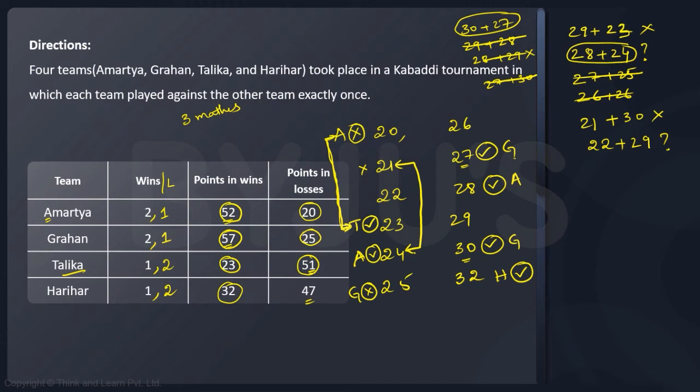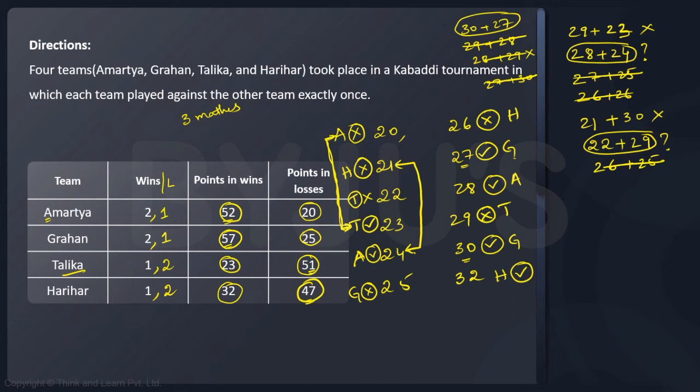23 is taken, 24 is taken, 25 is taken. If I take 26, to get 51, I need 25, but 25 is already taken, so not possible. 27, 28 are taken, so only one possibility. So 22 and 29 will give me 51. So 22 lost, Talika, and 29 lost, Talika. Which means the remaining should be Harihar. So Harihar will be 21 and 26 adding up to 47. So this is Harihar lost and Harihar lost.